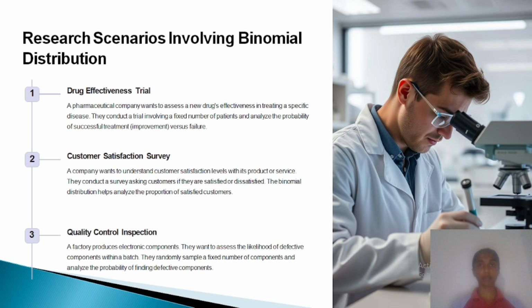Quality control inspection. A factory produces electronic components. They want to assess the likelihood of defective components within a batch. They randomly sample a fixed number of components and analyze the probability of finding defective components.